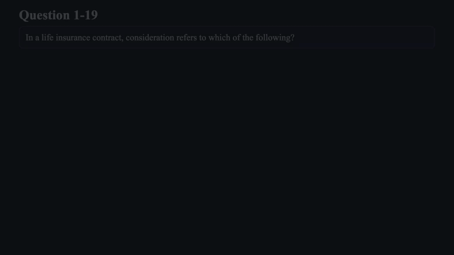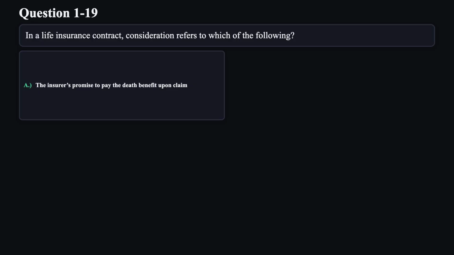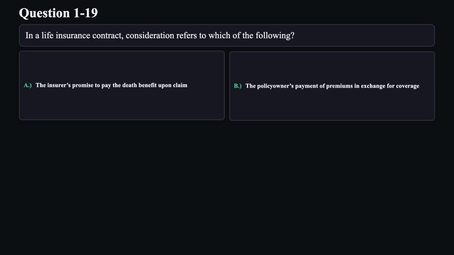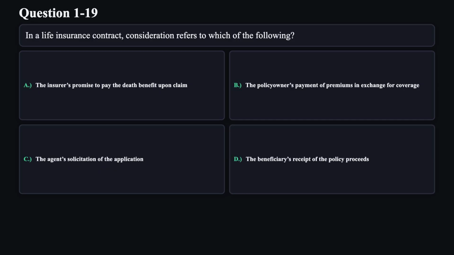Question 19. In a life insurance contract, consideration refers to which of the following? A. The insurer's promise to pay the death benefit upon claim. B. The policy owner's payment of premiums in exchange for coverage. C. The agent's solicitation of the application. D. The beneficiary's receipt of the policy proceeds.